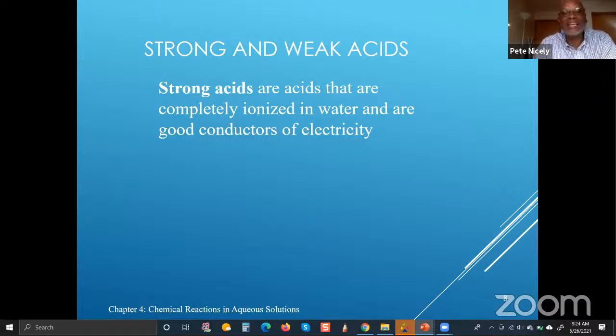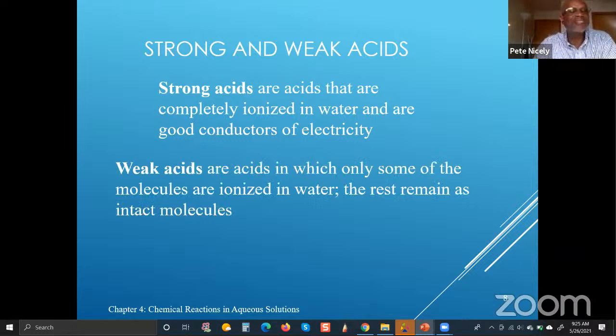Let's talk about strong and weak acids. Earlier we talked about strong and weak electrolytes. If you understood that, then you should have no problem understanding the term strong and weak acids. It's the same underlying principle. Basically, it's based on the extent of dissociation that these compounds will undergo when they're added to water. So in the case of strong acids, these are acids that undergo complete ionization when added to water. And also, they are very good conductors of electricity, all right?